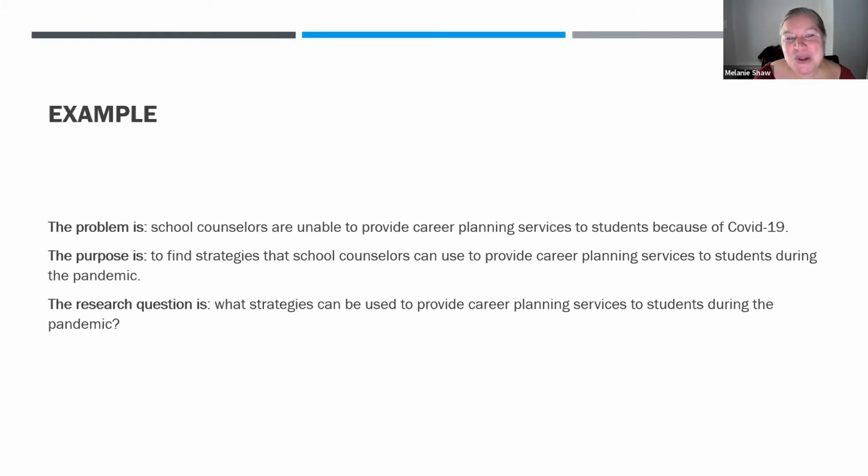The problem is school counselors are unable to provide career planning services to students because of COVID-19. Now, of course, in the 250-word version of their problem statement, they would have all kinds of peer-reviewed citations to support that assertion of the problem. But you can hear the urgency.